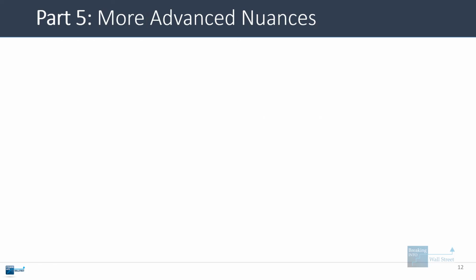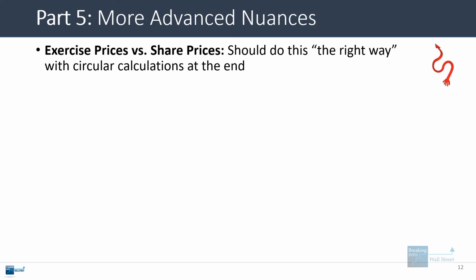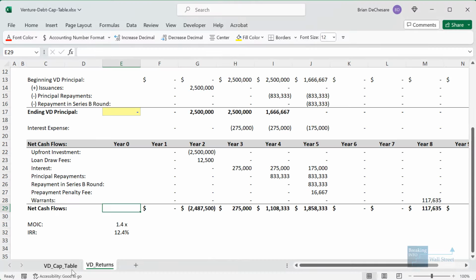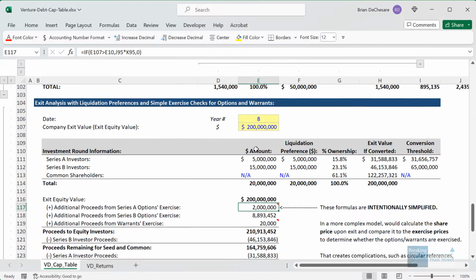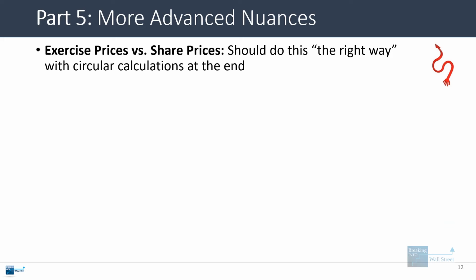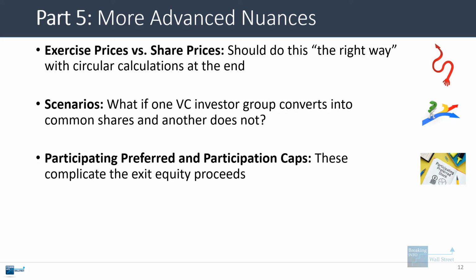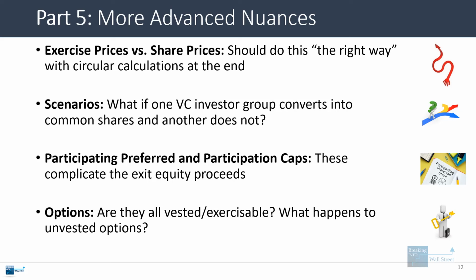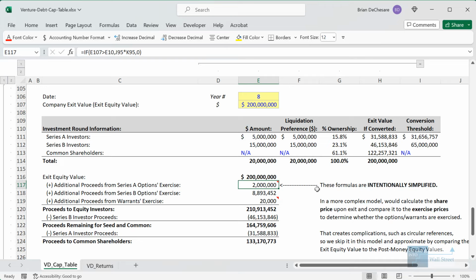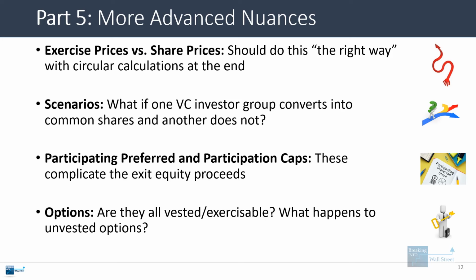There are some more advanced nuances here. For example, with the exercise price and share price, I mentioned in the Excel file how we're really simplifying it here. We're not looking at this on a per share basis, and we should be doing that. However, it would create circular references, which complicates everything quite a bit. You can also have cases where one VC investor group converts into common shares and another does not. Participating preferred and participation caps on the VC investments can complicate the exit calculations as well. And then with options, there's some complexity because you might have some that are vested and exercisable, you might have some that are unvested, and these could all be treated differently. So it's not quite as simple as what we're showing right here. And we do cover some of these added complexities in our full course.